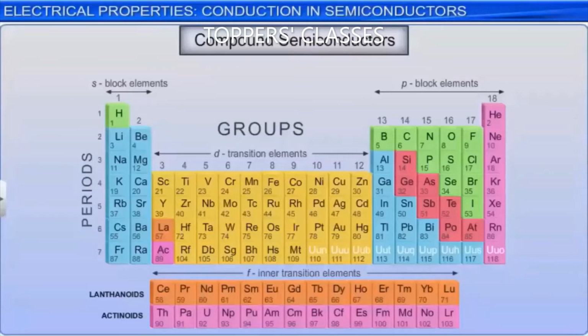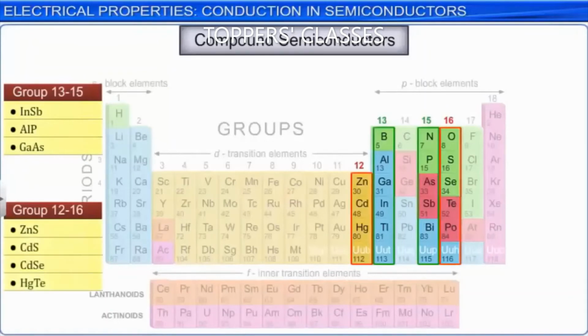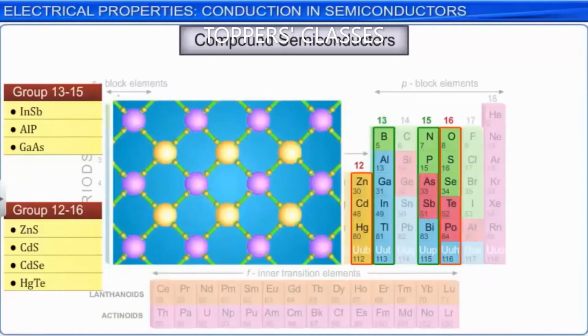A large variety of compound semiconductors, composed of elements from 2 different groups of the periodic table, such as 13-15 and 12-16, are widely used in communication devices. These semiconductors simulate an average valence of 4 electrons, as in germanium and silicon.